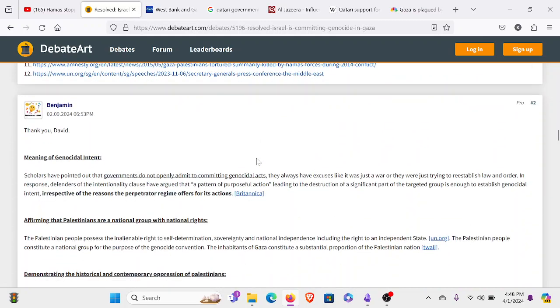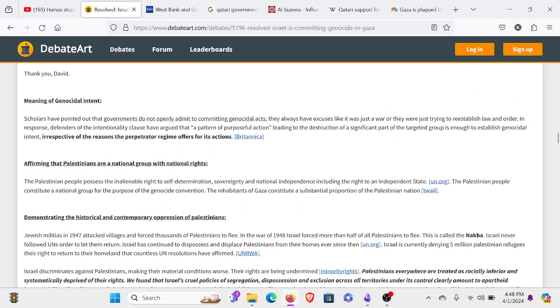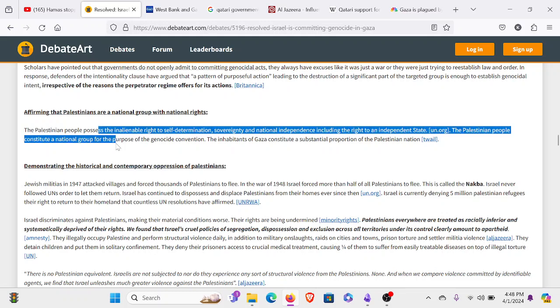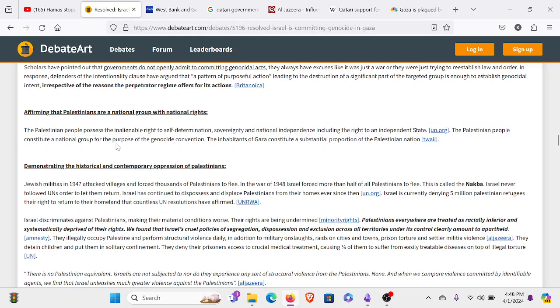So what are his arguments? The first one, this is not an argument. I guess he's setting the stage here. Affirming that Palestinians are a national group with national rights. That's pointless to make that argument also. It has nothing to do with whether they're being genocided or not. It's a pointless argument, and it's dumb.